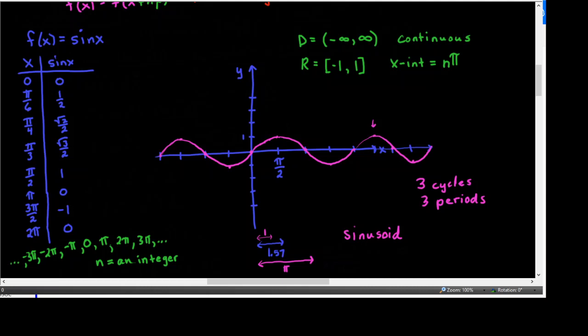Okay? The period length is the horizontal distance between subsequent points that are in the same relative position.